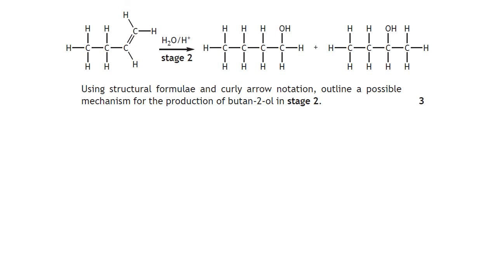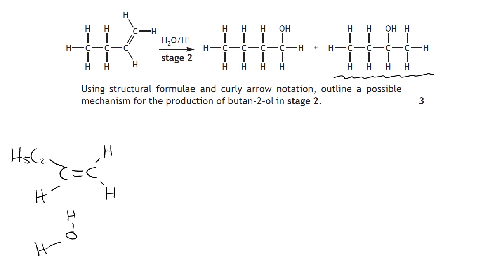We've been asked to draw the curly arrow mechanism for the production of butan-2-ol. So firstly, which one of these is butan-2-ol? That is our butan-2-ol. So what we've got here, I'm going to shorten this, so I'm going to do a C double bond C, H, H, and I'm going to write H5C2 and our H here. Now we are using water and acid, so I'm going to draw it out as a hydronium ion.